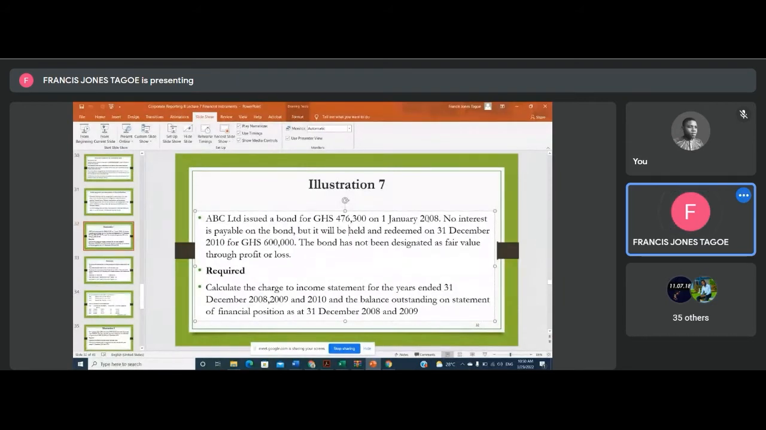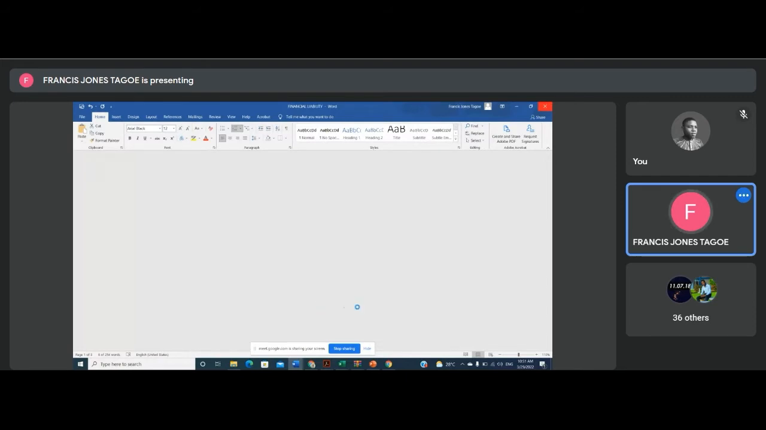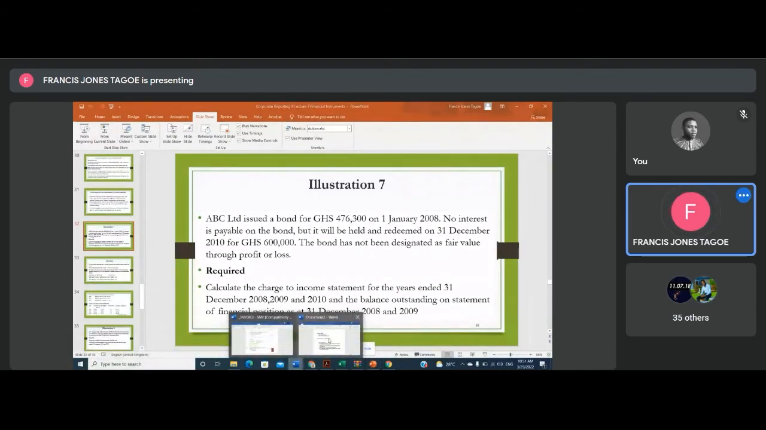Some of the tricks: the bond has not been designated at fair value through profit or loss. Now, what it means is that if you come to my extension, there are just two instruments under financial liabilities, two ways of valuing them. So if the bond has not been designated as such, then obviously it is valued using financial liability at amortized cost. Now, required: calculate the charge to the income statement for the years ended 31st December 2008, 2009, 2010, and the balance outstanding for 2008 and 2009. One of the things you will appreciate here is that the effective interest rate is not given.